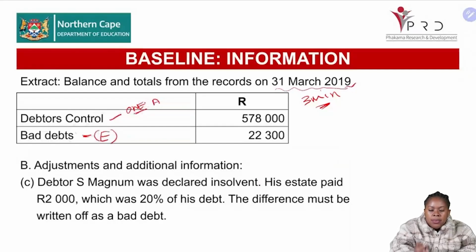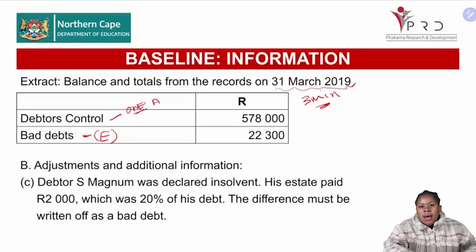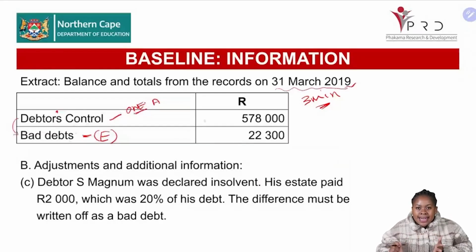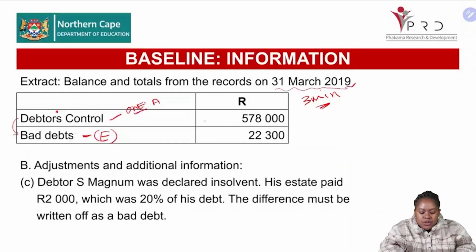Now, these are the people that owed us money but could not pay us for whatever reason. They were moved to the bad debts, so they are no longer in our debtors control. We took them out and put them into our bad debts. We are saying that we are no longer expecting that money from them anymore because we can't expect them to pay us. Okay. Now, this is the transaction.